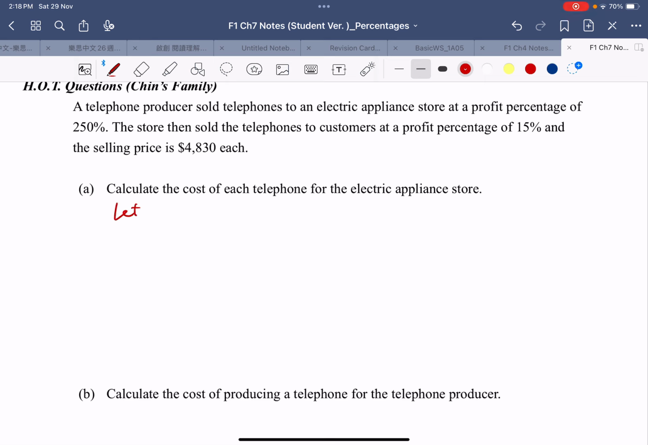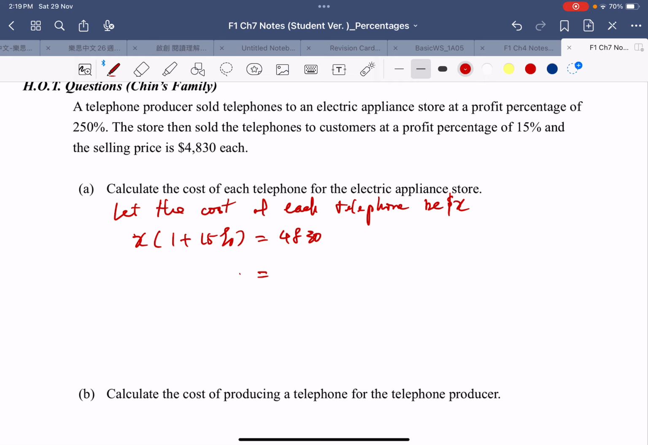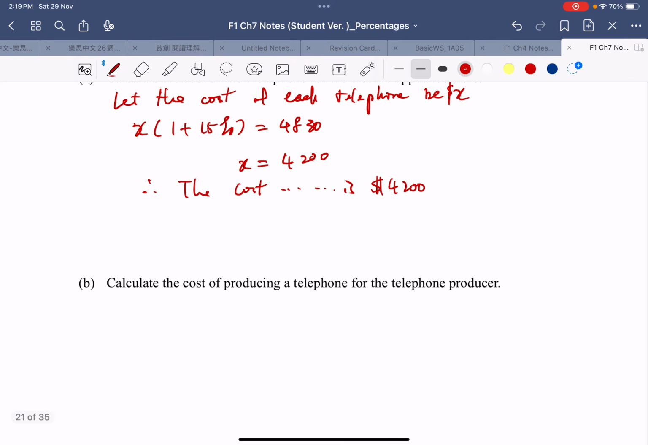Okay, so after doing it, let the cost of each telephone be X dollars. So X times 1 plus 15% equals 4830, and X would be, and then write the conclusion. The cost of each is 4200.